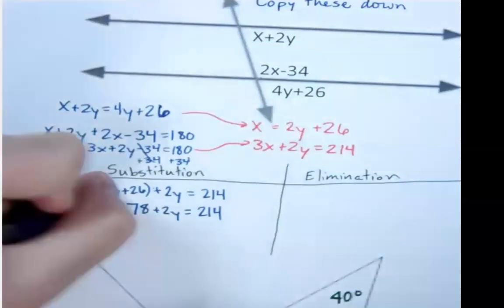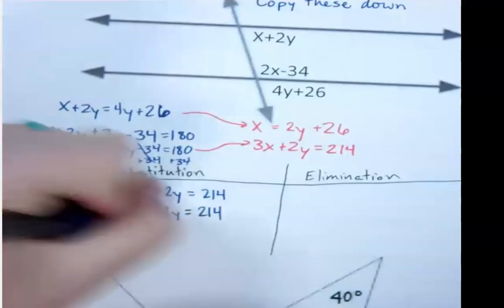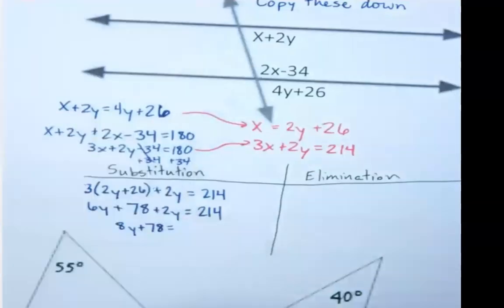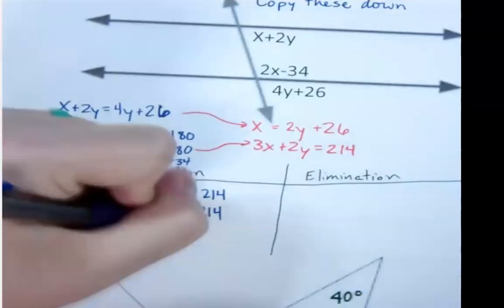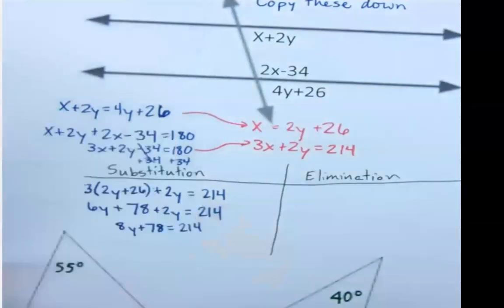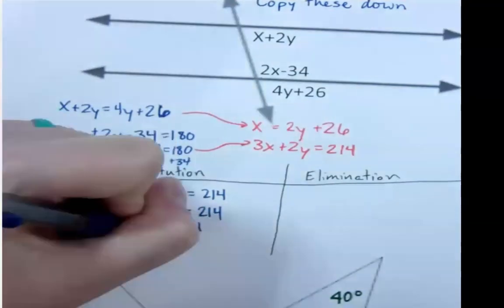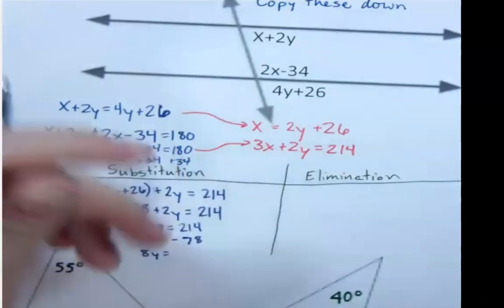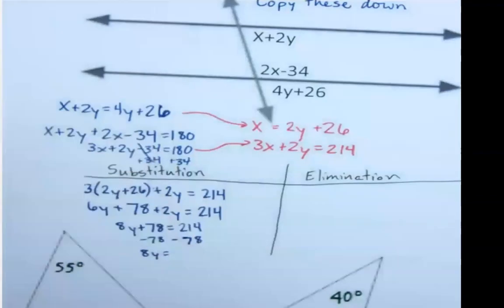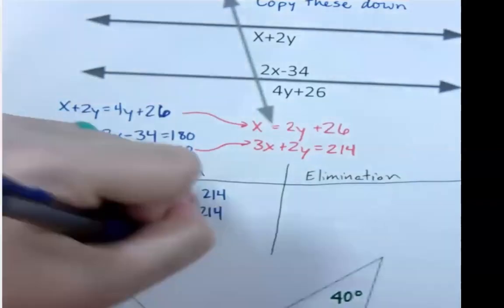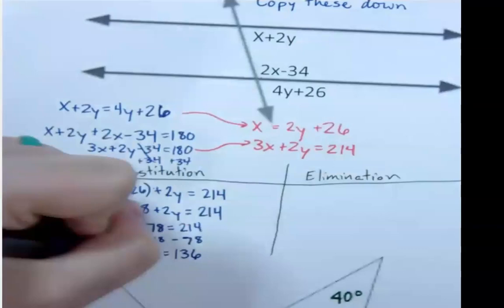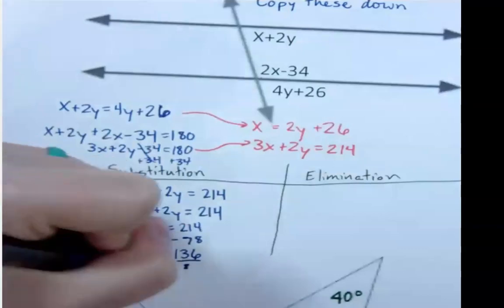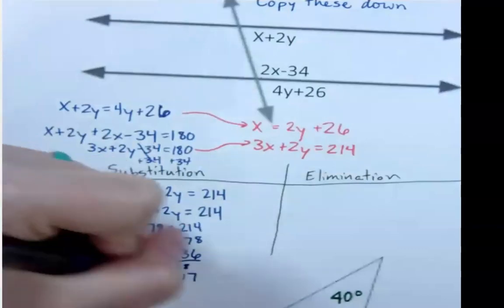8y plus 78 equals 214. Subtract 78 on both sides. 8y equals, oh goodness, what is that going to be? I think I already solved this, I don't have to do it in my head. 136. And then when I divide by 8 on both sides, I get 17. All right, cool. I have y equals 17. Oh, it's hard to see now.